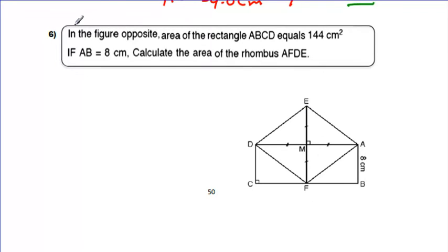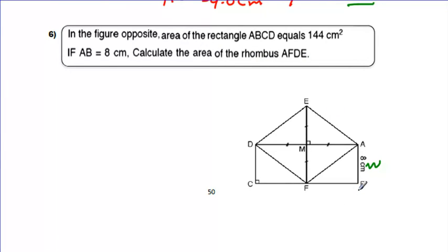Let's read. In the figure opposite, the area of rectangle ABCD equals 144 centimeters squared. If AB equals 8 centimeters, what is AB? Yes, AB is the width. Calculate the area of the rhombus.